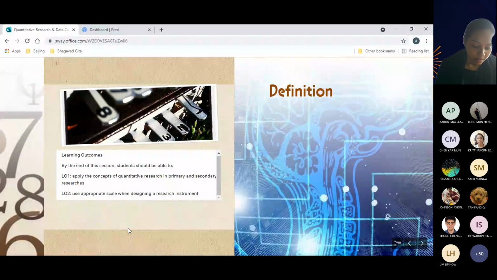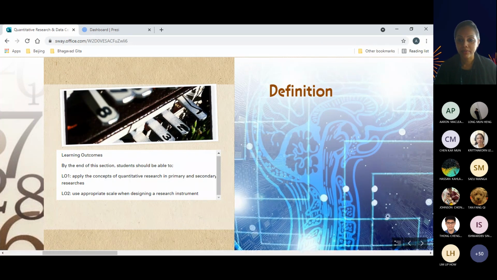So what is the instrument? Now the question is, how are you going to do the survey? You need an instrument. So what is the instrument? Questionnaire. What is the instrument? Interview. What is the instrument? Observation checklist. Is that clear before I move on? Clear, Miss. Okay, very good.